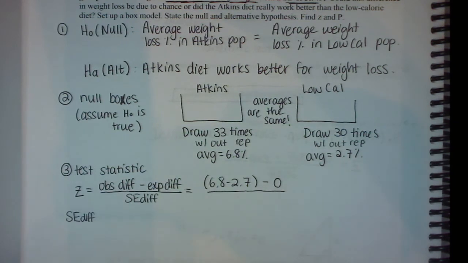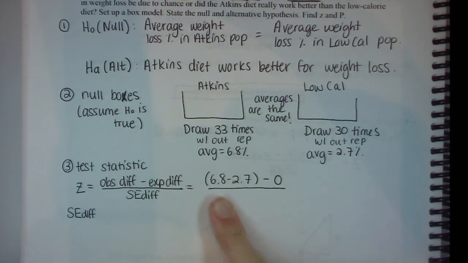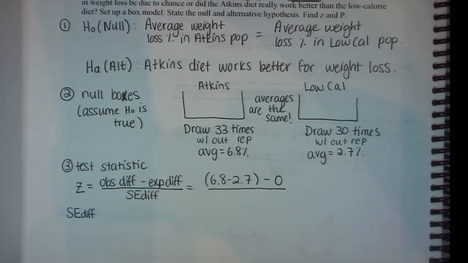You might be wondering, does it matter? I did 6.8 minus 2.7. Does it actually matter which order you do that in? And the answer is no, it doesn't matter. So even if I did 2.7 minus 6.8, I'd get the opposite sign for my z-score, which would be okay. I'd still have the same p-value. So you'll notice I always like to do it so that you get a positive z-score, but it really does not matter which way you do it.